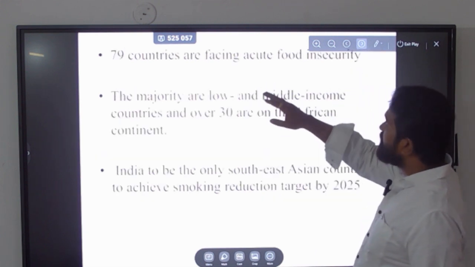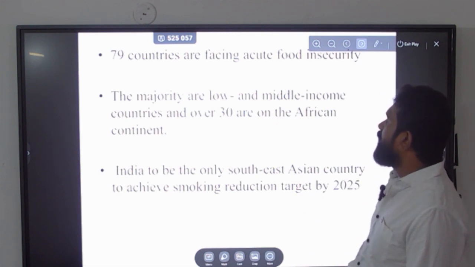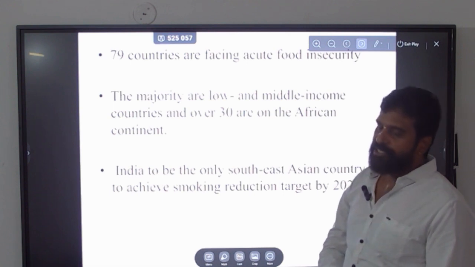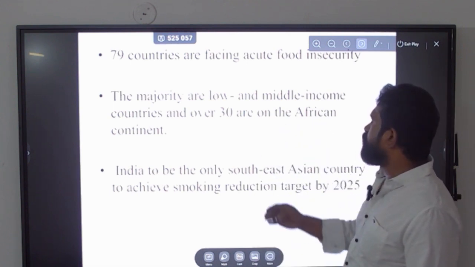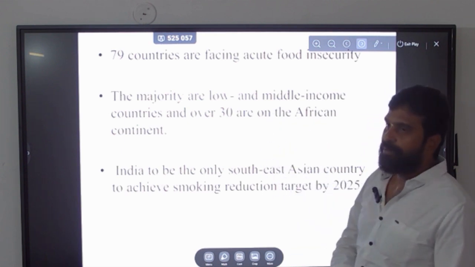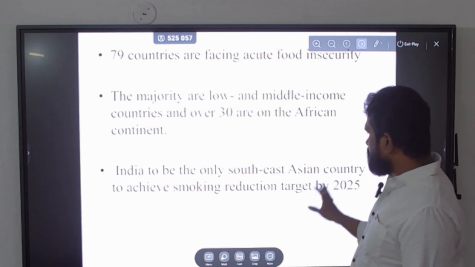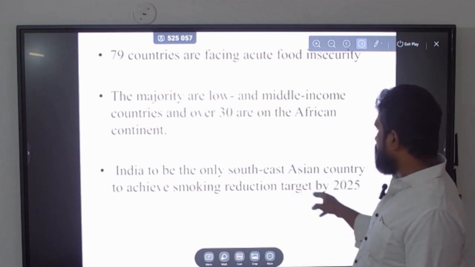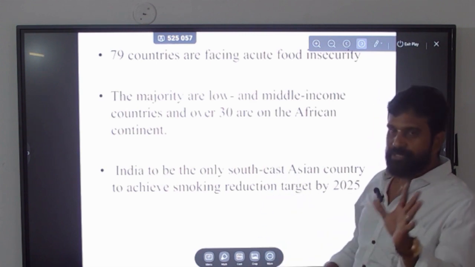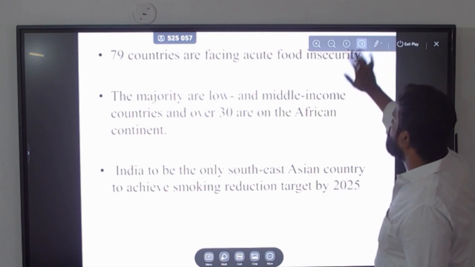And you see this, 79 countries are facing acute food insecurity, and the majority of this food insecurity is on the African continent, in 30 countries. But in India, and Southeast Asia, we have a target for 2025 to achieve smoking reduction. That is the target that we are going to achieve in 2025.